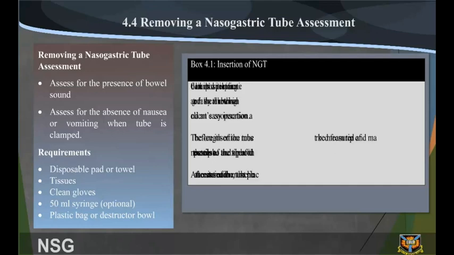The length of the tube before insertion must be measured and marked from the tip of the nose to the tip of the earlobe and then to the tip of the xiphoid process. After insertion, the placement of the tube in the stomach must be ascertained.